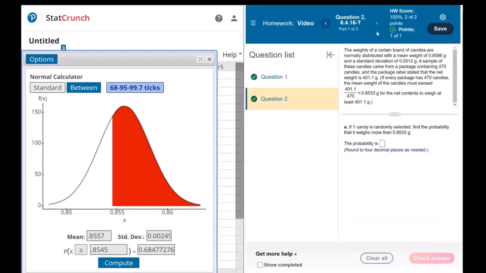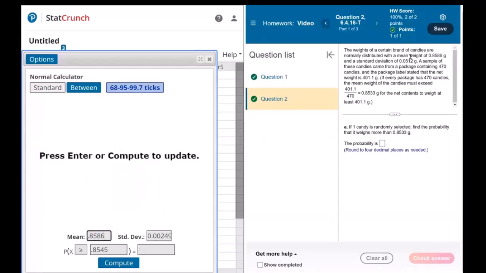Number 2, the weight of a certain brand of candies are normally distributed with a mean of 0.8586 and a standard deviation of 0.512. A sample of these candies came from a package containing 470 candies, and the package label stated that the net weight is 401.1 grams. If every package has 470 candies, the mean weight of the candies must exceed this value for the net contents to weigh at least 401.1 grams.